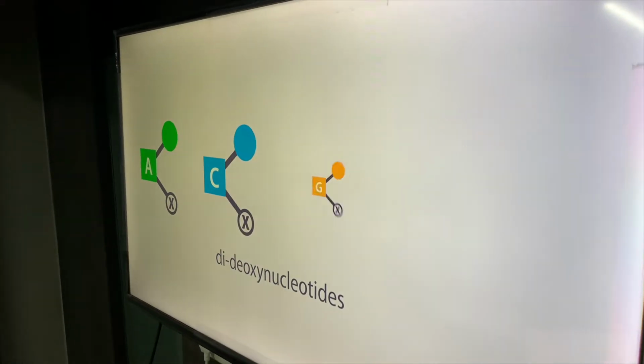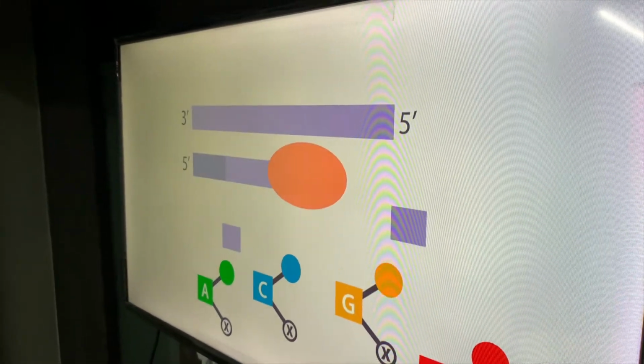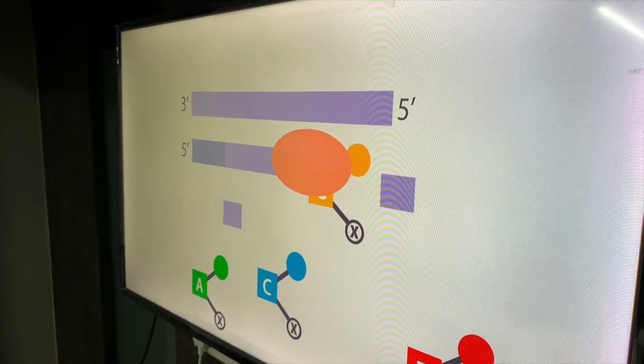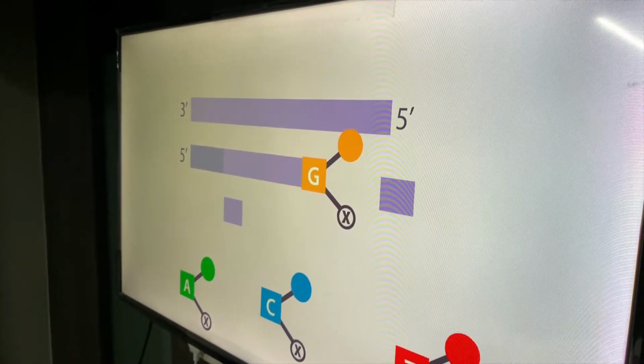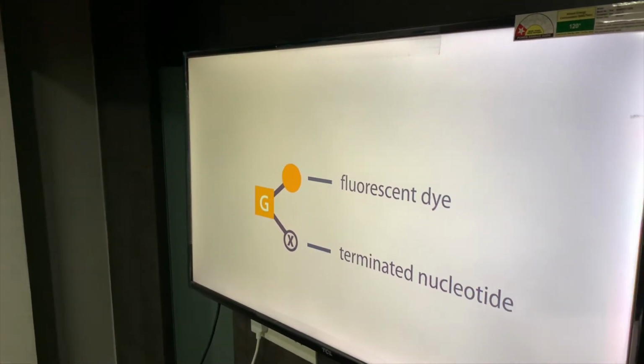Each reaction also contains a mixture of 4 dideoxynucleotides, one for each DNA base. These dideoxynucleotides resemble the DNA monomers enough to allow incorporation into the growing strand. However, they differ from natural deoxynucleotides in 2 ways. 1. They lack a 3' hydroxyl group, which is required for further DNA extension, resulting in chain termination once incorporated in the DNA molecule. And 2. Each dideoxynucleotide has a unique fluorescent dye attached to it, allowing for automatic detection of the DNA sequence.